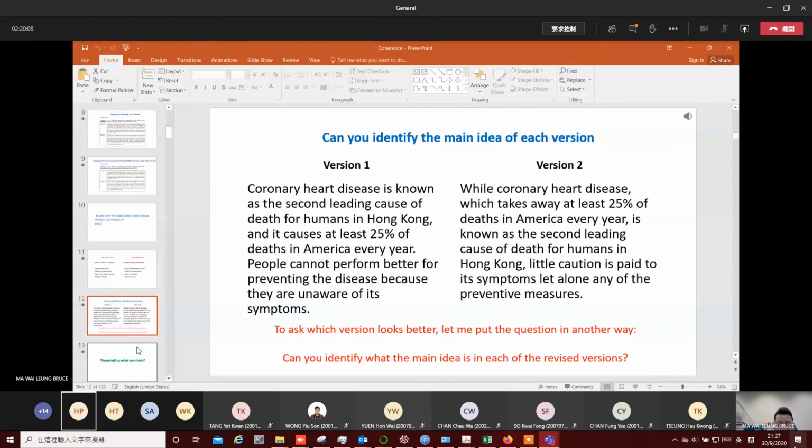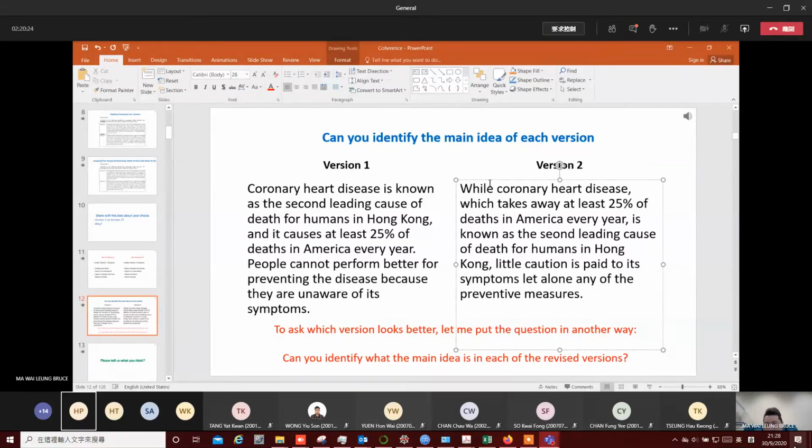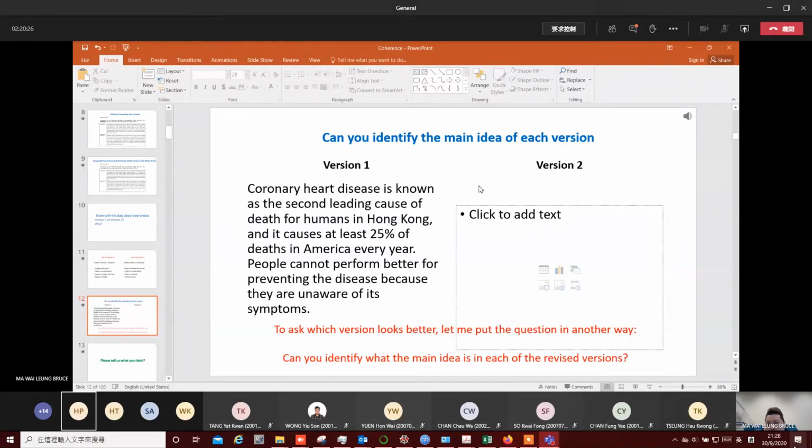Let me take out the extract, version 1, version 2 here. You can see here. Now, in version 1, can you tell me the main idea? In version 2, can you tell me the main idea? Or let me delete version 2 first. Version 1, can you tell me the main idea of version 1? Please put it down in the chat box.